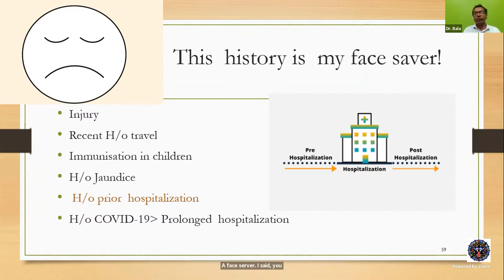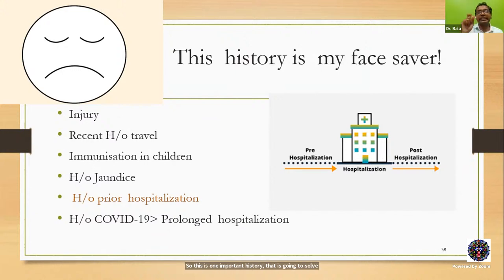Post-COVID, we have to be very careful in giving high-dose steroids, and ask whether they have long COVID or prolonged hospitalization in the ICU. All these are going to be important. History of jaundice, especially in patients on ATT, and history of immunization in children. Suppose you have a macular retinitis and you are going to diagnose measles-associated SSPE. Invariably, you will get a history that the patient has missed the MMR vaccine or measles vaccine. So this is one important history that is going to solve much of the puzzle.